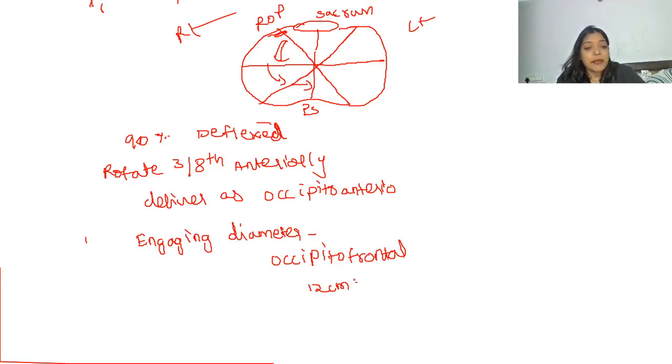So is the time taken for ROP becoming OA the same as the time taken for LOT or ROA or ROT? Yes, there is a definite synchronism, 100% I agree with you. And will the time taken for delivery for ROP be the same as OA or OT? Definitely no, because they have to rotate 3/8, so it will take more time.